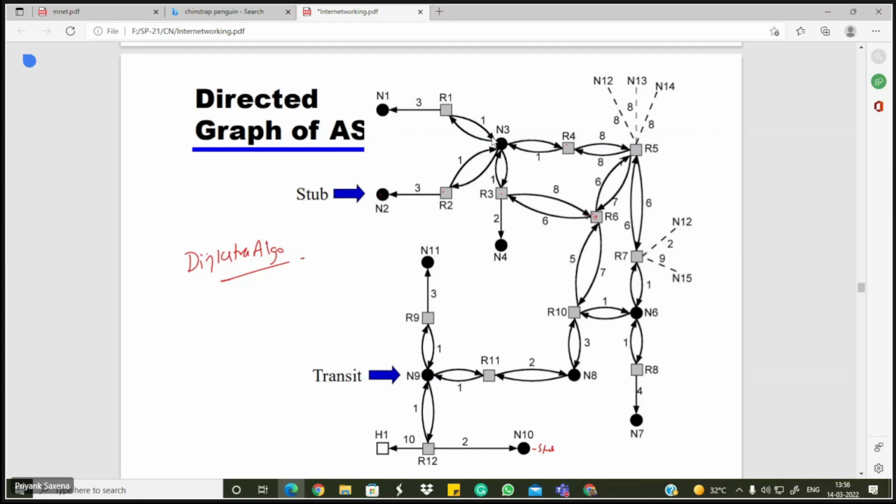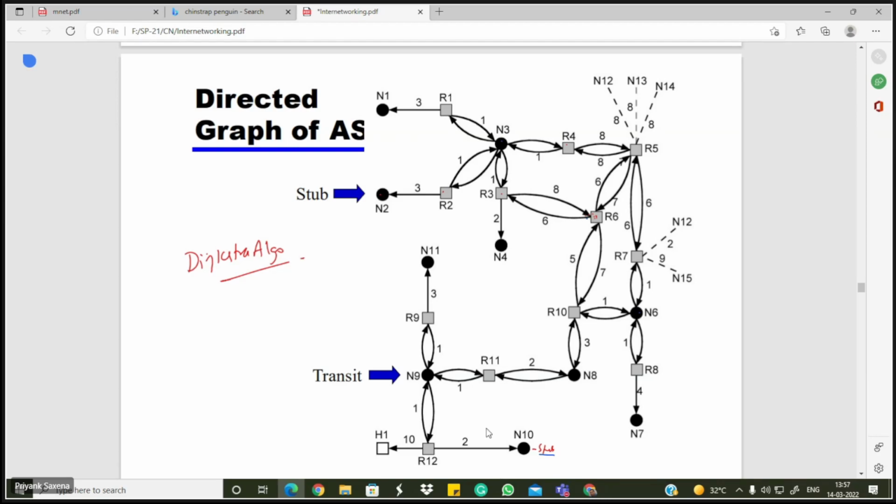So this N1, N2, N11, N4, these are all stub networks, right? And this N6, N3, N9, they are all transit networks, right? So this N10 is a stub network.